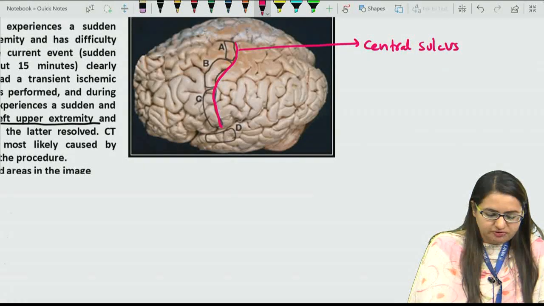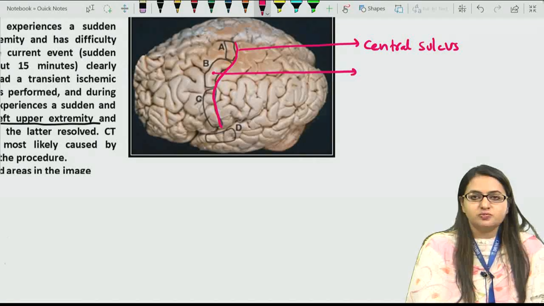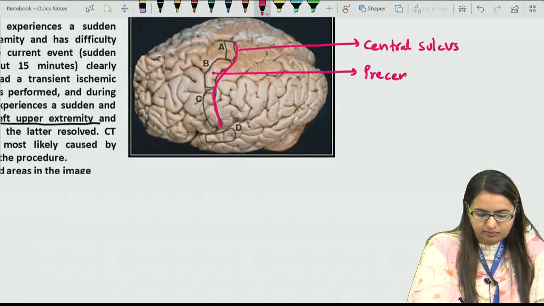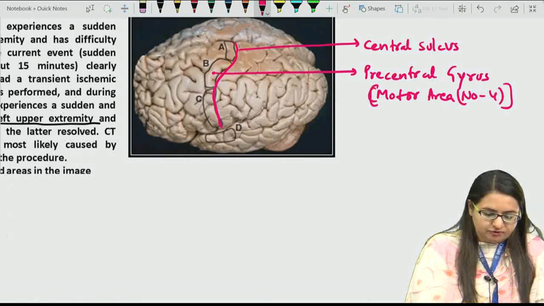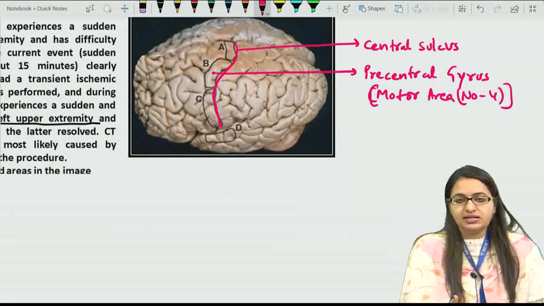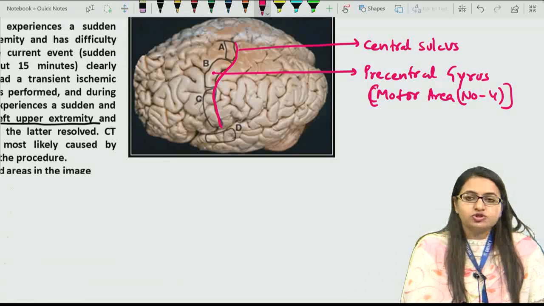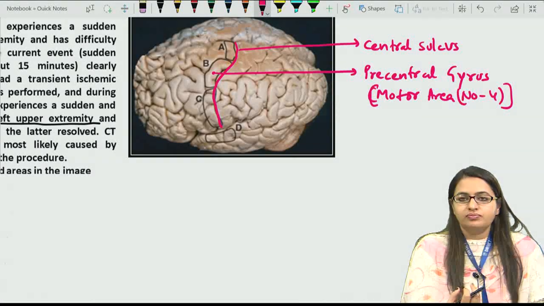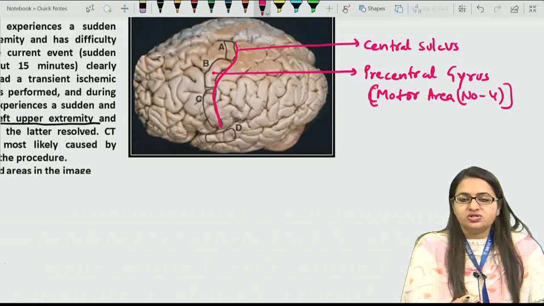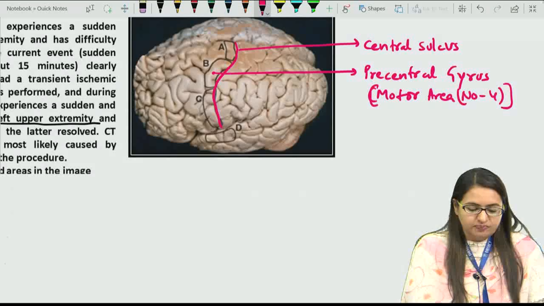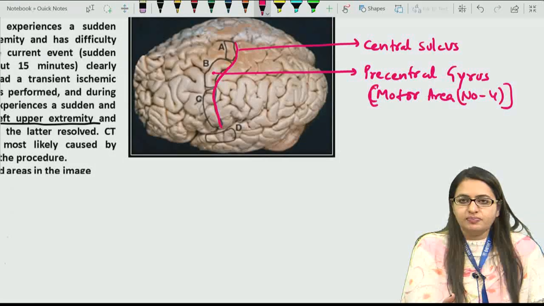The area in front of this is the precentral gyrus, which represents the motor area, having Brodmann's number 4. The representation of the body in this motor area is upside down, so in the lower portion the head is represented, and then the upper limbs, and the trunk is represented in the uppermost side. The lower limb and the perineum are represented towards the medial surface of the cerebrum, and that specific area is known as the paracentral lobule.